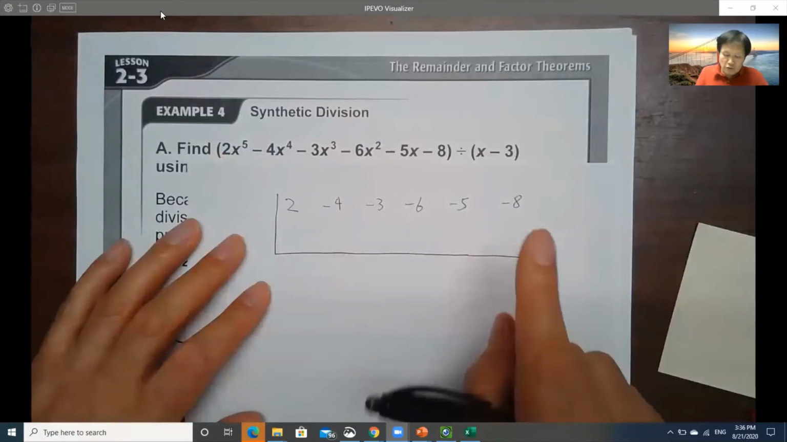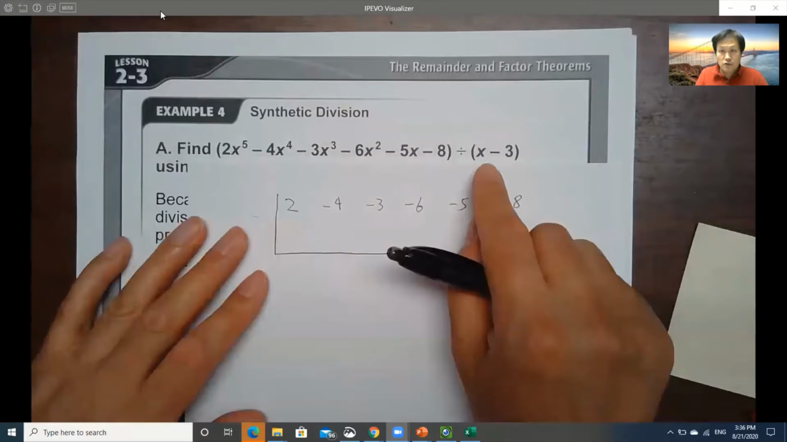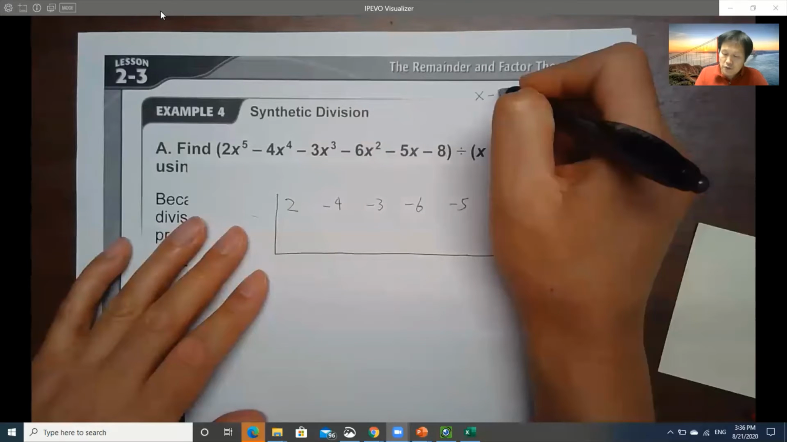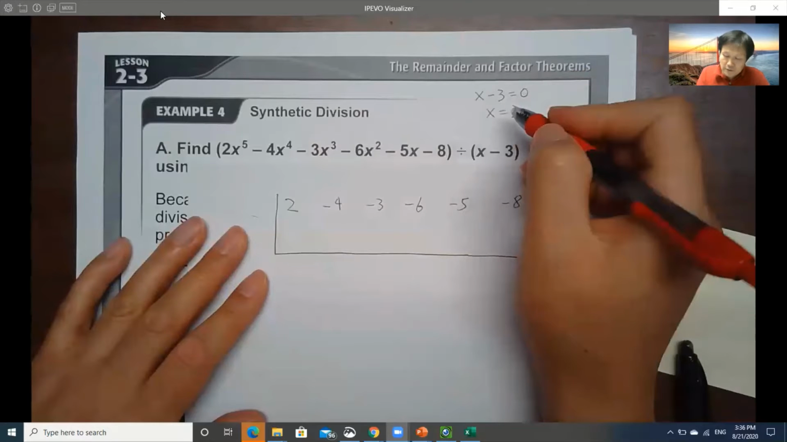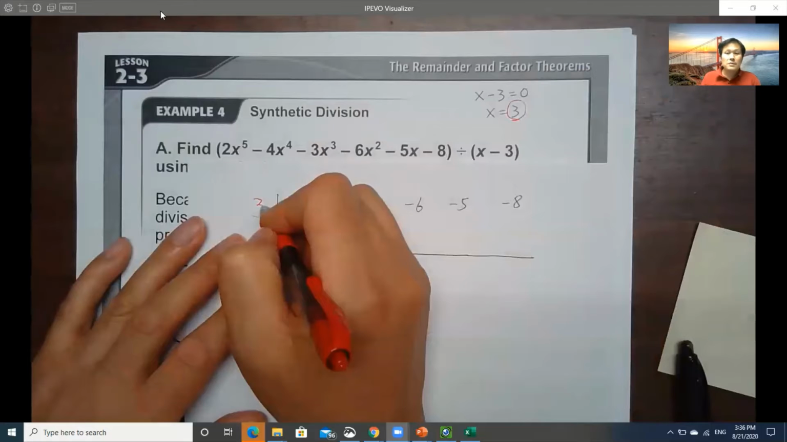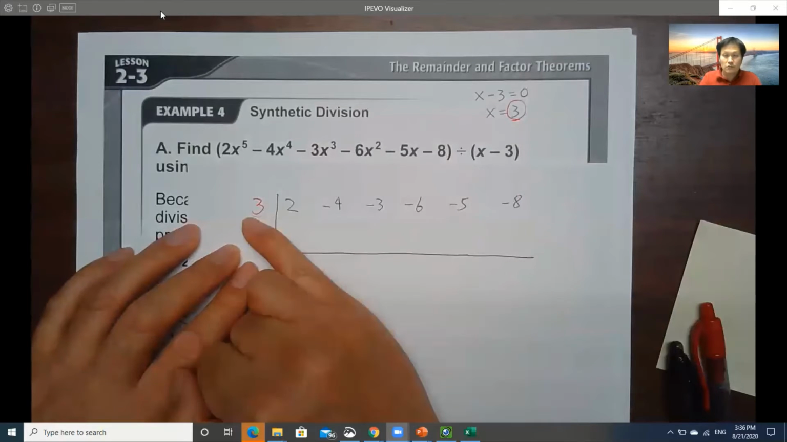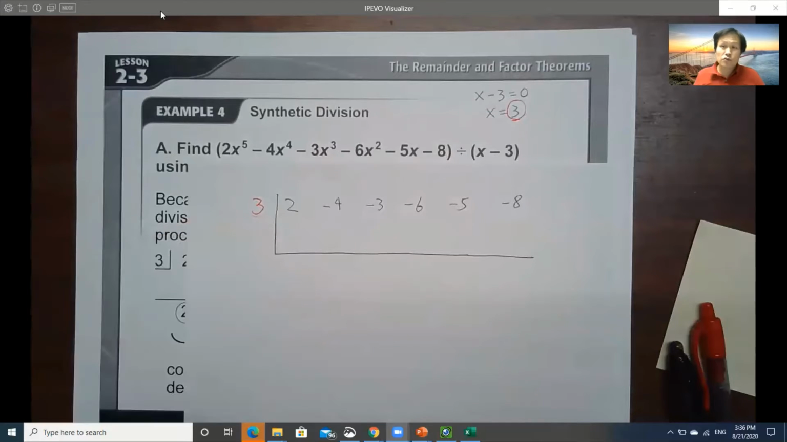Also, when you write down the number on the left, you are making this divisor equal to 0. What am I saying? x minus 3, let that equal 0. Solve for x equals 3. That's what you write, so be careful. The biggest mistake is many students start with a minus 3 and get the wrong answer.